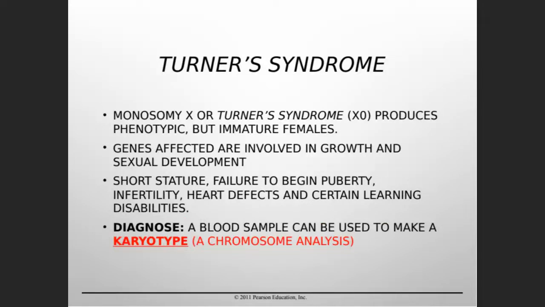Turner syndrome is an interesting one. This is monosomy X, or Turner syndrome, which is XO. Okay, produces phenotypic but immature females. Okay, so genes involved in growth and sexual development. So you're missing one female chromosome. And again, these vary in severity. Some is very noticeable, other ones it's not as noticeable. Okay, short stature, failure to begin puberty, they don't make estrogen, infertility because they don't go through puberty, they have heart defects, certain learning disabilities. But again, these are all variable. There's another one that you can actually treat at puberty with estrogen therapy, right?